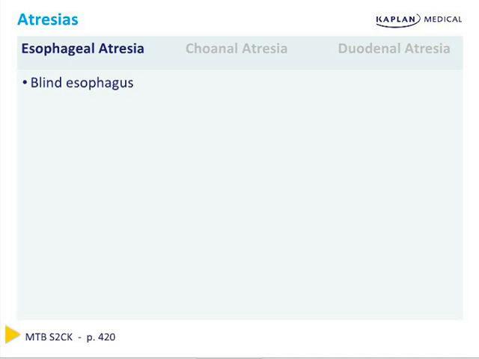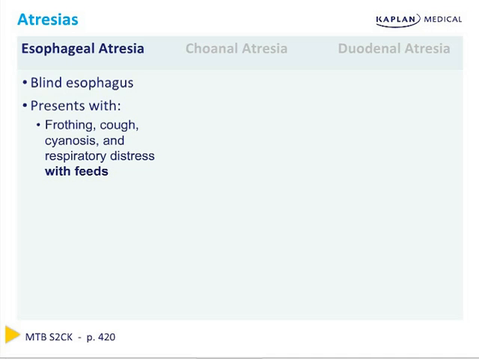This is intimately related to how it presents, which is with the very first feed, there's frothing, cough, and bubbling, because that food or the milk or the formula goes into the esophagus, has nowhere to go, builds up, eventually spills back over, and then comes down to the trachea where the child is respiring, hopefully normally, and that air pushing up with the formula or the milk turns into a bubbling, frothing milk mix.